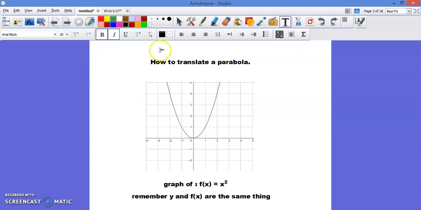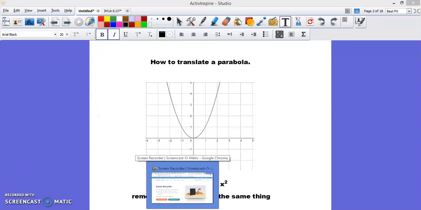Alright guys, here we are for another example. This is going to be how we translate a parabola. So this is going to be how we shift a parabola. Either we're going to move it up, down, left, or right somewhere in the coordinate plane. Now this procedure is going to be the exact same for any parabolic equation. It'll be the exact same method on how we do it.